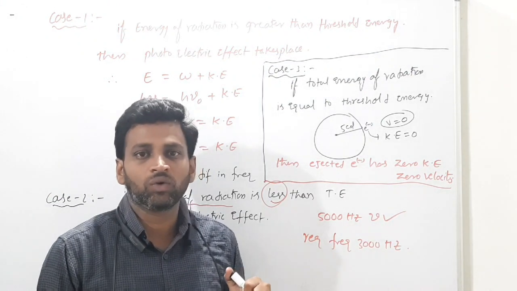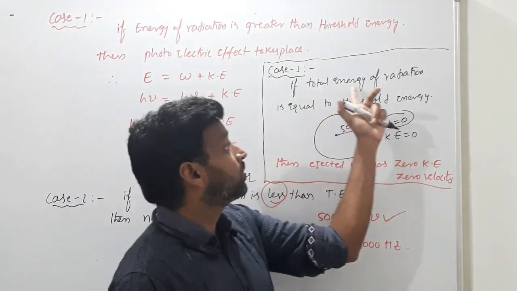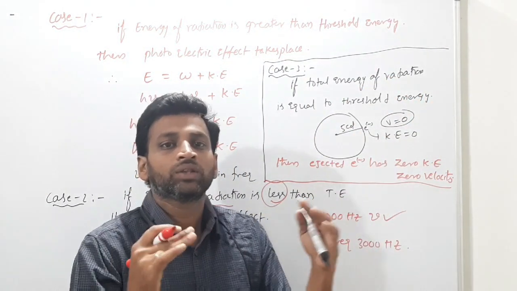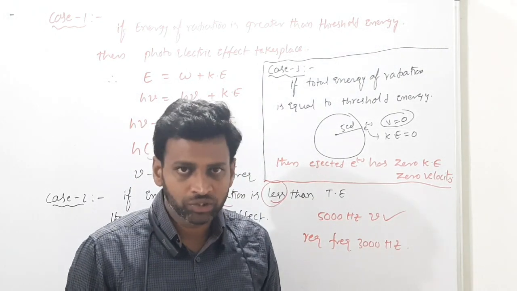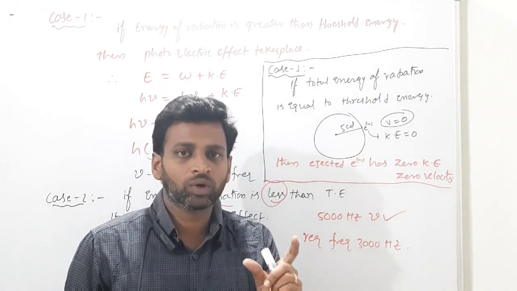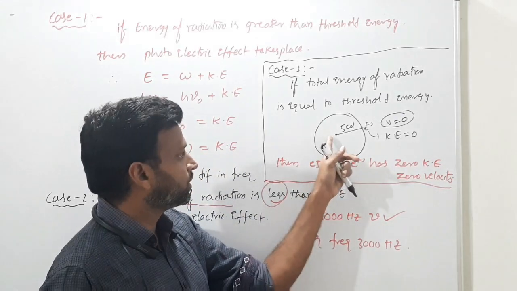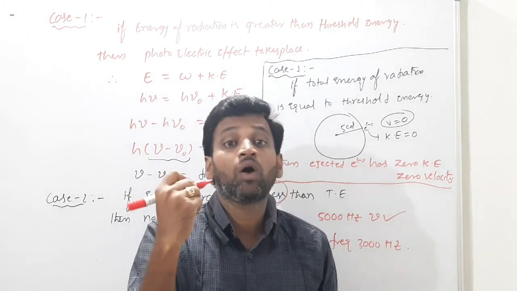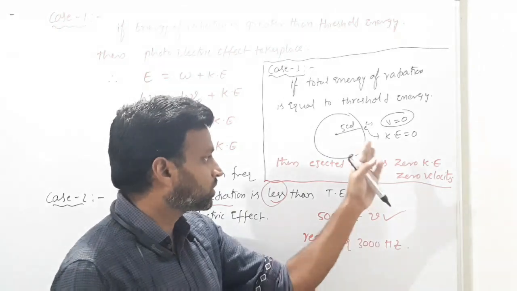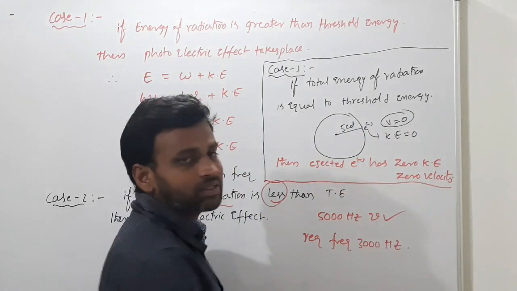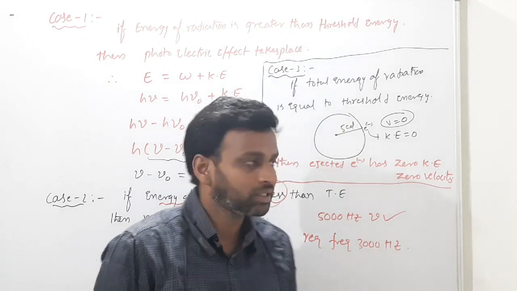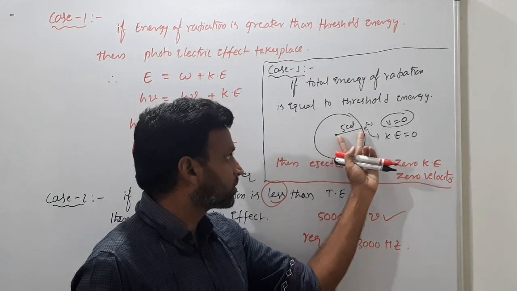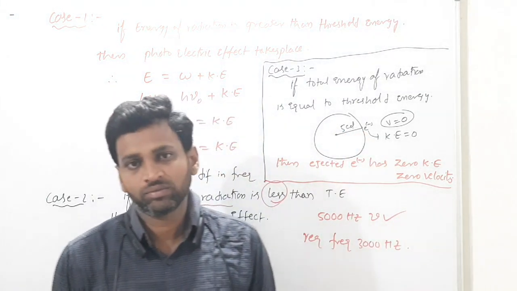When will kinetic energy become zero? When the amount of energy you sent to the metal surface is equal to threshold energy. What is threshold energy? Do you remember? The amount of energy required to overcome the attractive forces between the nucleus and the outermost shell. Because which electron can you remove? Only the outermost electron. Whichever is outer, only that will be removed, not those in inner shells. That's why I am talking about the attraction between the nucleus and the outermost electron.